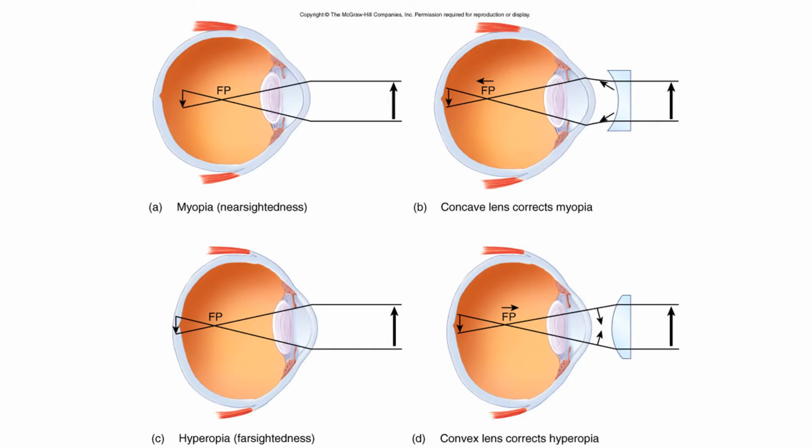So yan. So myopia looks like this. The focal point is found in front of your retina. So B is the concave lens that corrects for myopia. Okay, you need a concave lens to correct this myopia. And then this is hyperopia, farsightedness, and then a convex lens corrects your hyperopia. Okay.